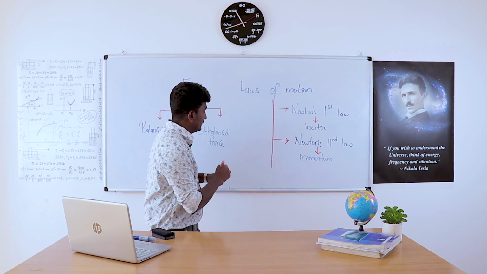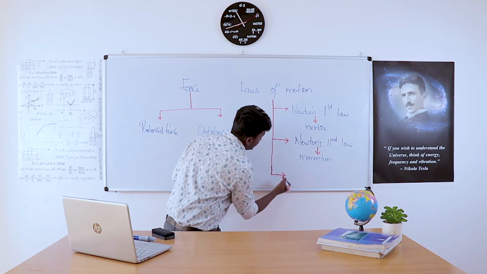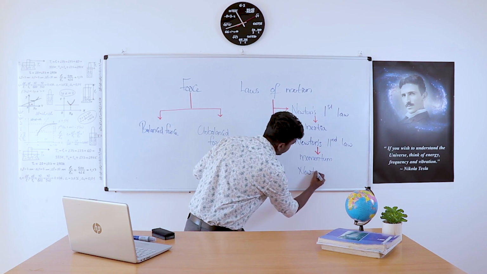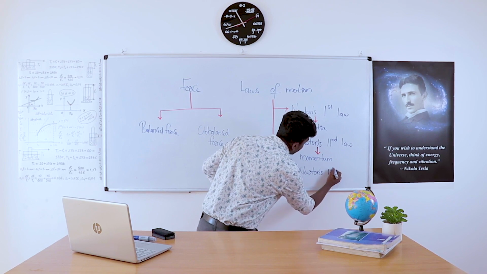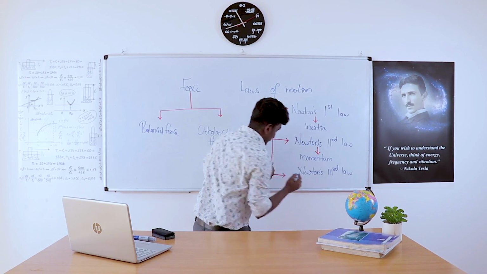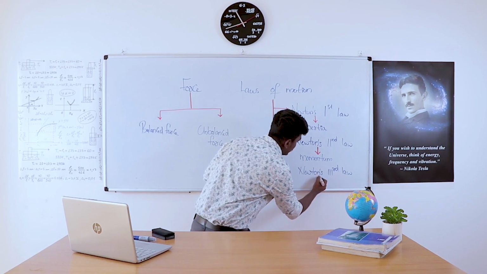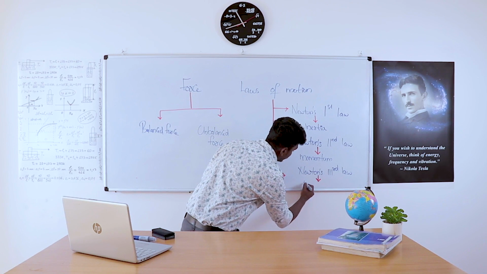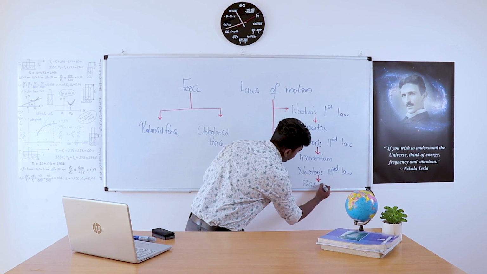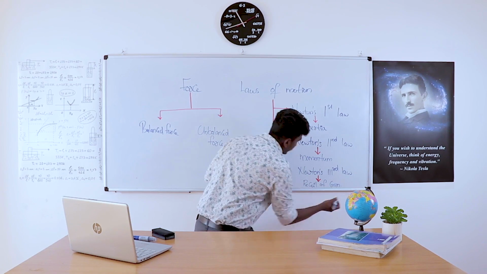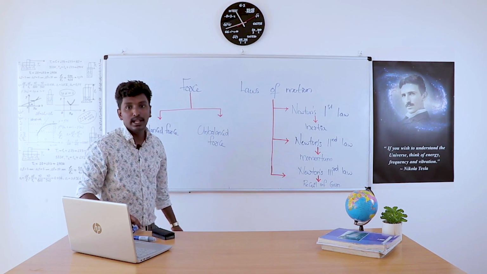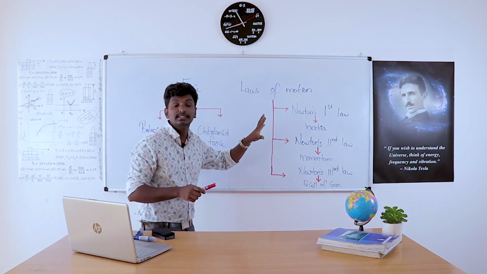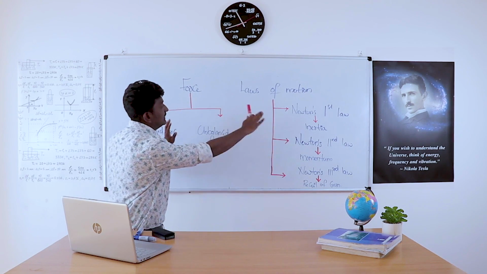Now, the final topic of this chapter is Newton's third law of motion. And from Newton's third law, we have an application, the recoil of gun. This is what this chapter is all about. Just look at this table. This is what is important in this chapter, and you have to learn all these topics.